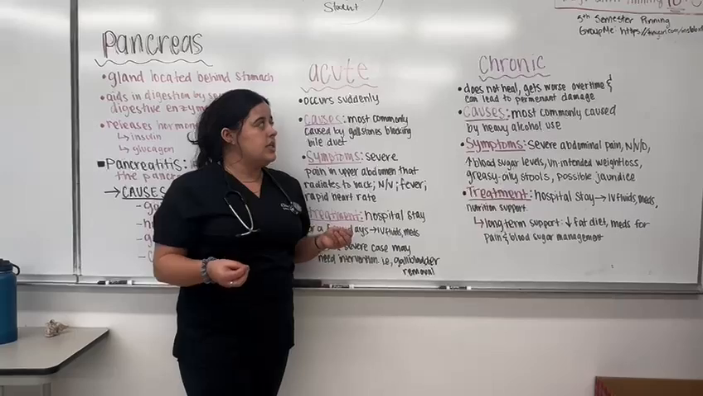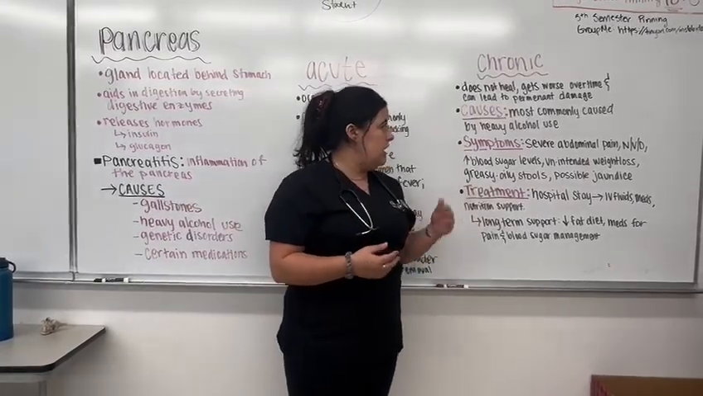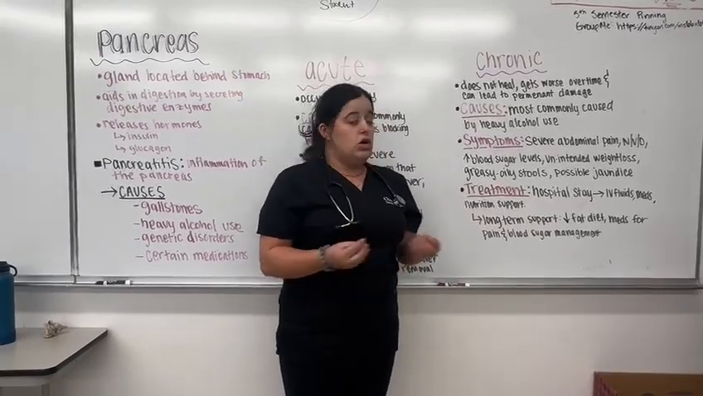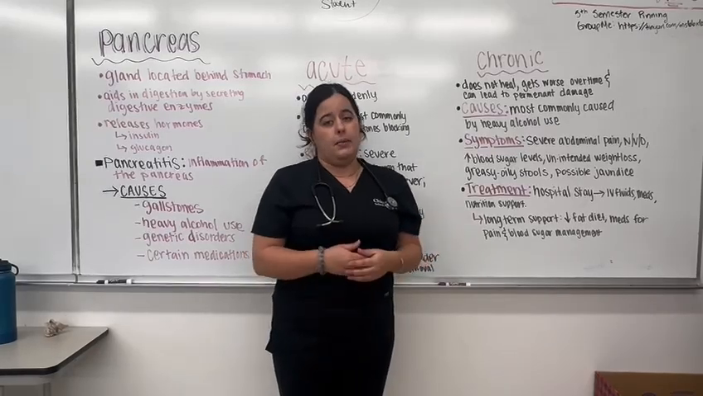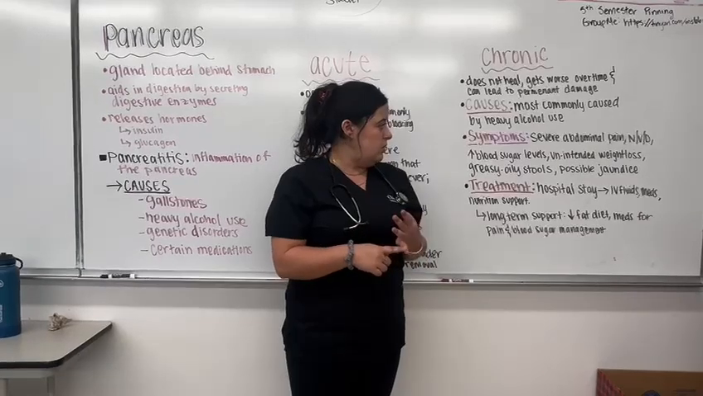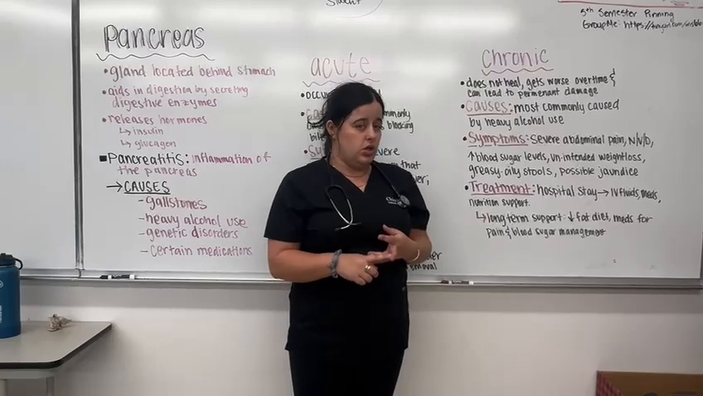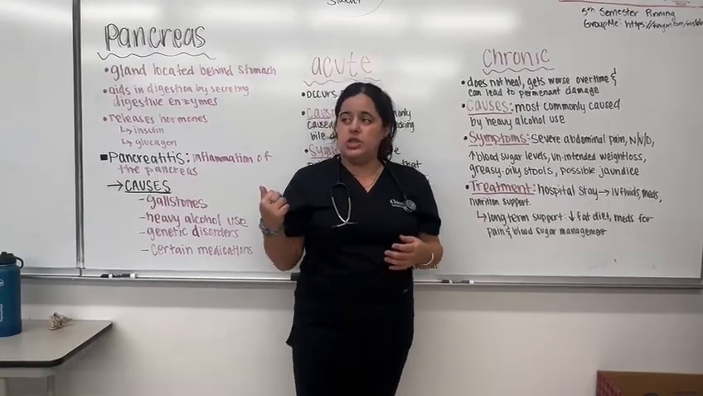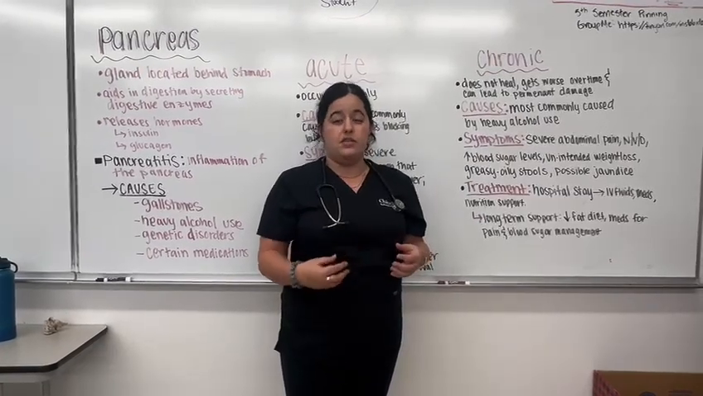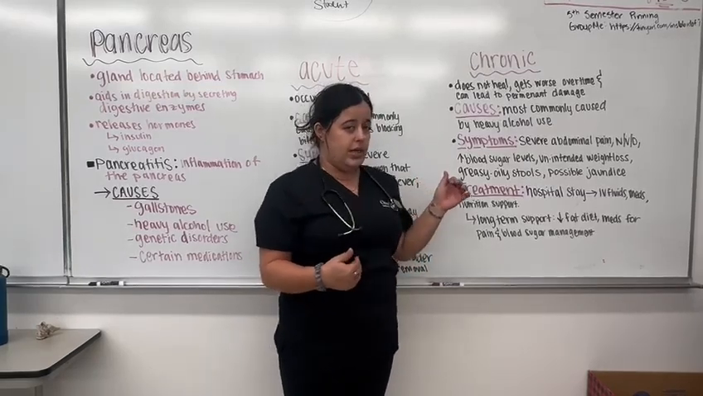Now, the more serious pancreatitis is chronic pancreatitis. This does not heal and it gets worse over time and can cause permanent damage. The most common cause of chronic pancreatitis is heavy alcohol use. And then the symptoms are severe abdominal pain, nausea, vomiting, diarrhea. And then with chronic, you would also get increased blood sugars because, as previously mentioned, the pancreas also secretes the hormones insulin and glucagon. And so if it's affected, then it can't regulate the blood sugars as well. And so you usually end up with hyperglycemia.